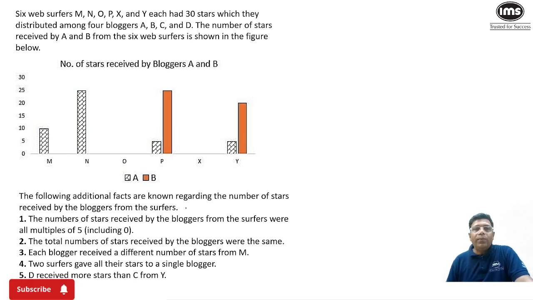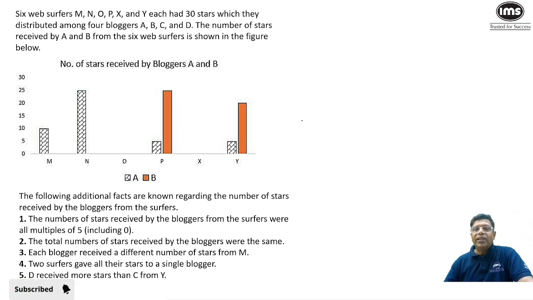So there are 6 web surfers, M, N, O, P, X, and Y. Each had 30 stars, which they distributed among 4 bloggers A, B, C, and D. So every surfer has to distribute 30 stars among these 4 bloggers. The number of stars received by A and B from the 6 web surfers are shown in the graph given below. So out of A, B, C, D, how many stars A and B receive from each surfer has been given by this particular graph.